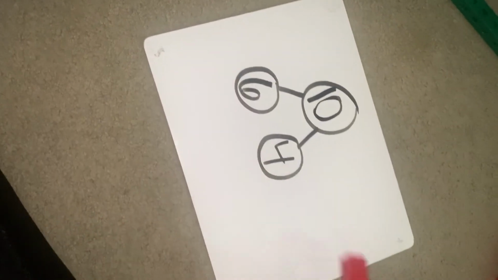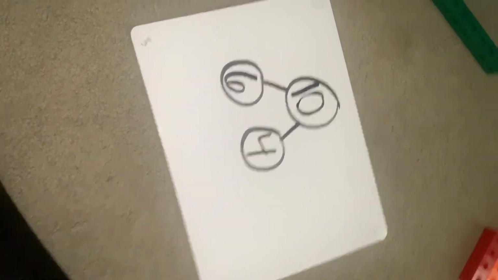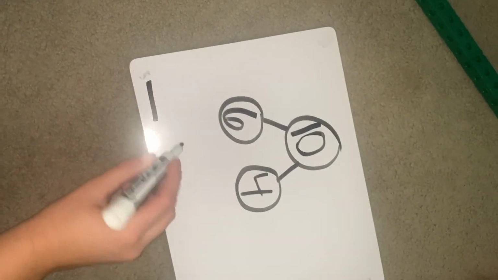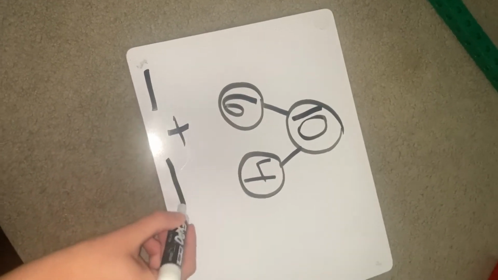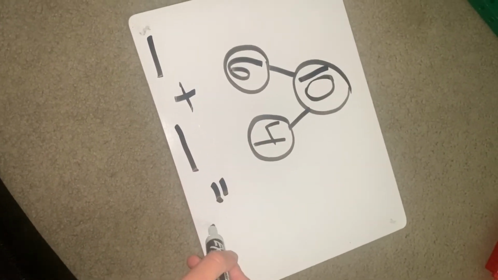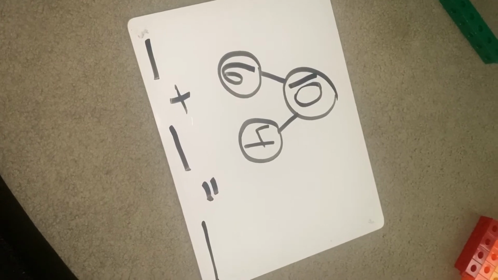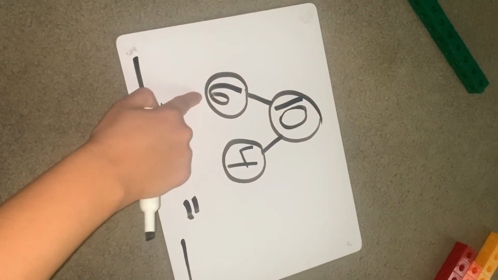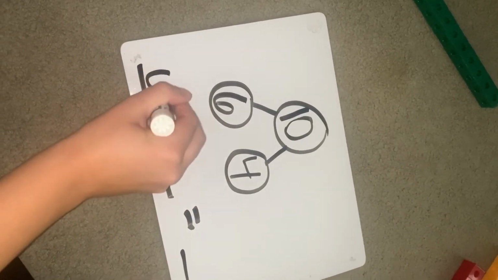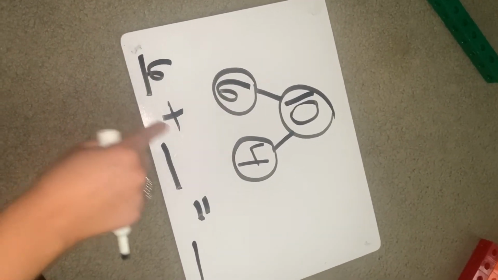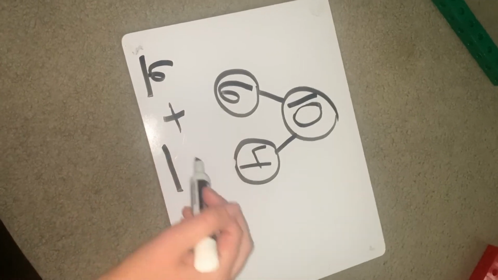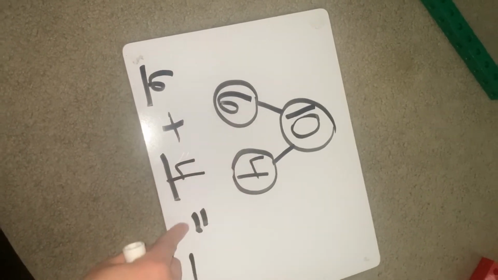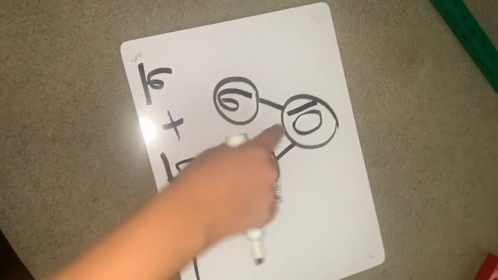Now we're going to put it into a number sentence or an equation. So we have our part plus our part equals our whole. So we're going to start off with how many red he had. He had 6 red plus 4 blue equals 10 in all.